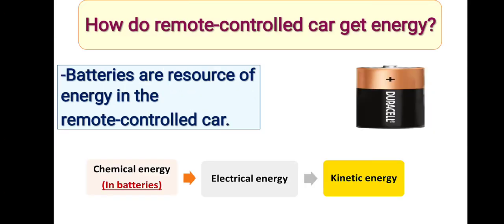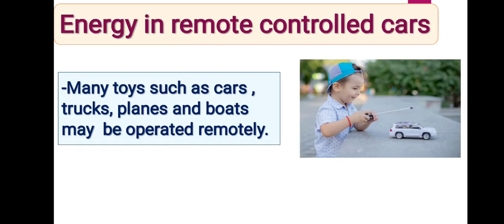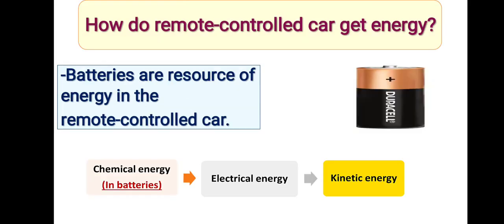From where can this car get energy to move? From the battery. This car has a battery that helps it to move. The battery has energy and gives it to the car to help it move. So this car can get energy from the battery.